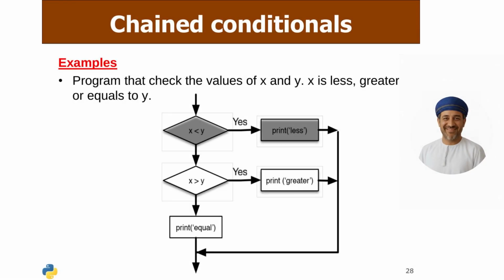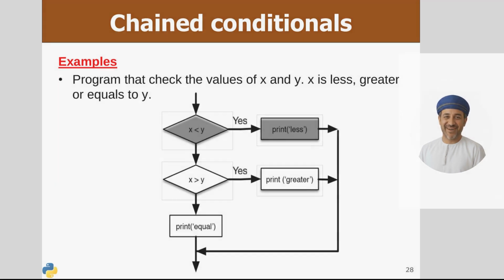Consider a program that evaluates the relationship between x and y. If x is less than y, it executes specific statements. If x is greater, another set of statements runs. If x equals y, a different block is executed. This demonstrates how chained conditionals efficiently handle multiple conditions in Python.